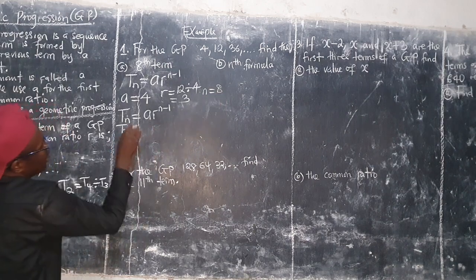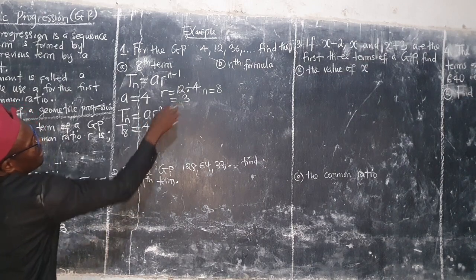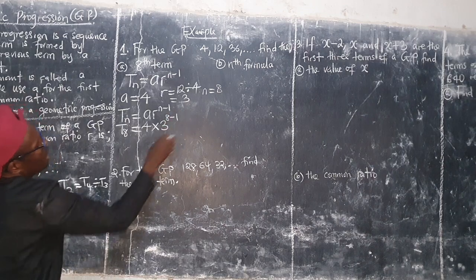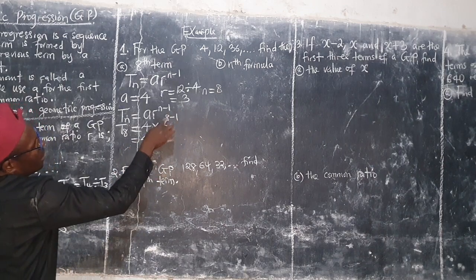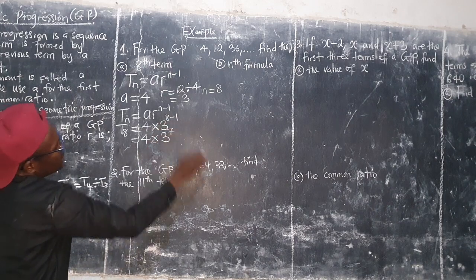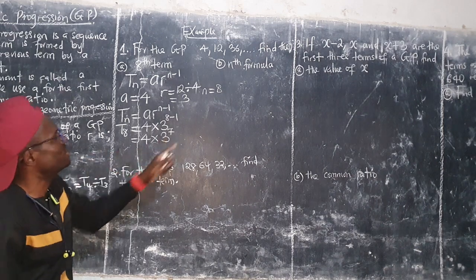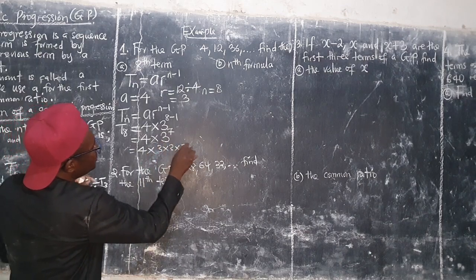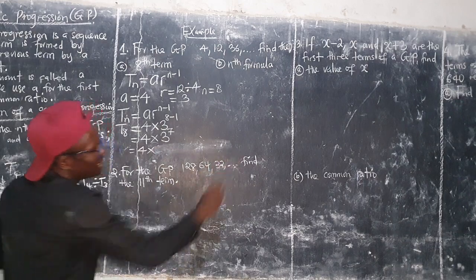T8 is equal to what? What is the first term? 4 times what is R? 4 times 3 to the power 8 minus 1, which is 4 times 3 to the power 7. Now we use the calculator. 3 to the power 7 means 3 times 3 times 3 times 3 times 3 times 3 times 3, seven times. So now, the calculator.